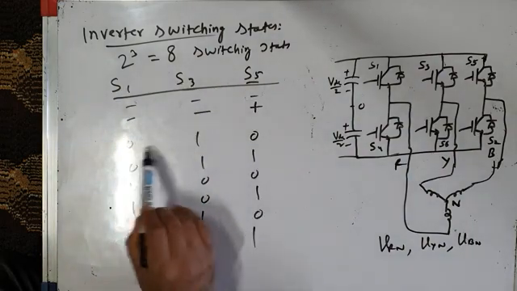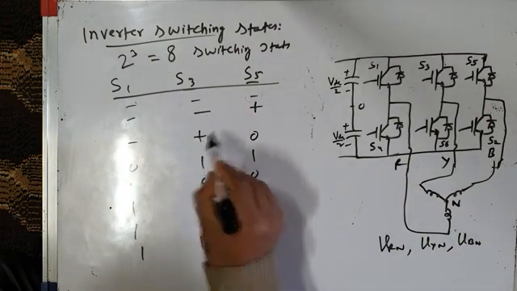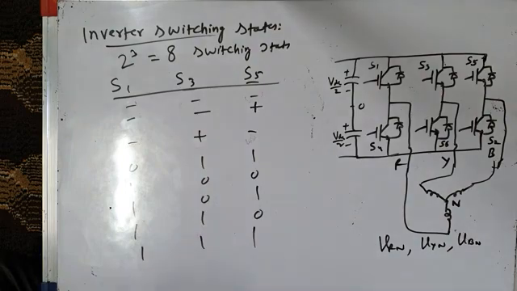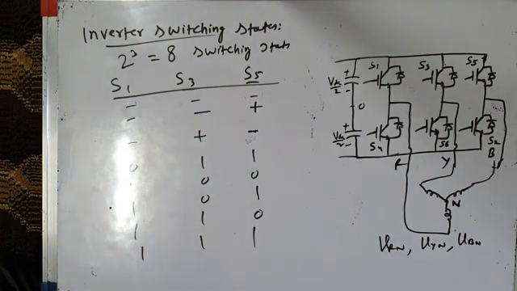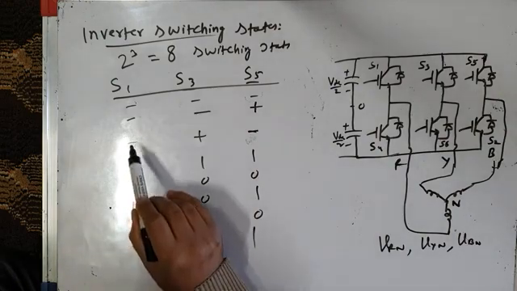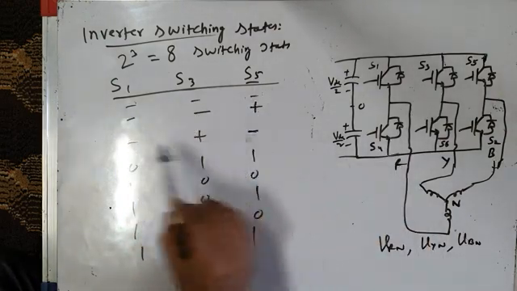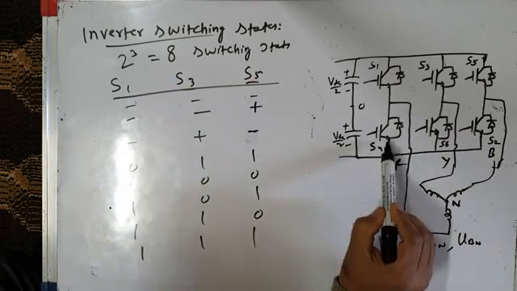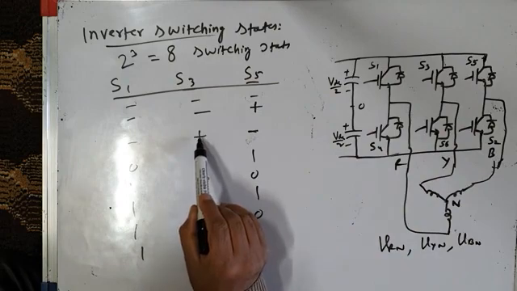Next switching state is 0, 1, 0. Minus, plus, minus. This means S1 is off, S3 is on, S5 is off. In other words, S4 is on, S3 is on and S2 is on. 2 bottom switches and 1 top switch is on.